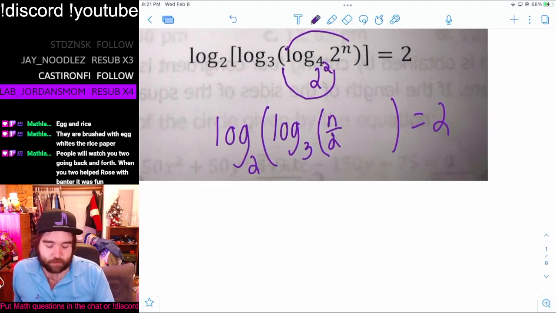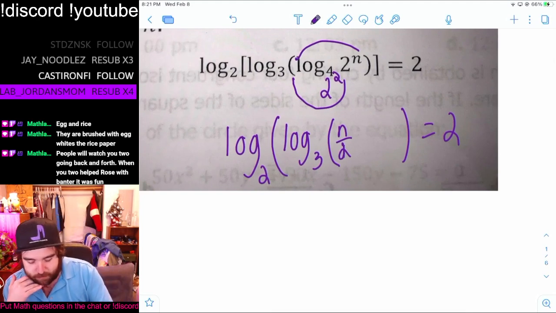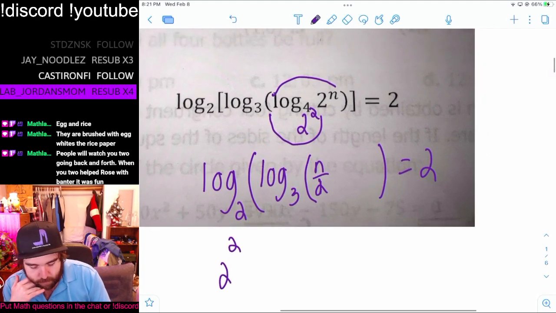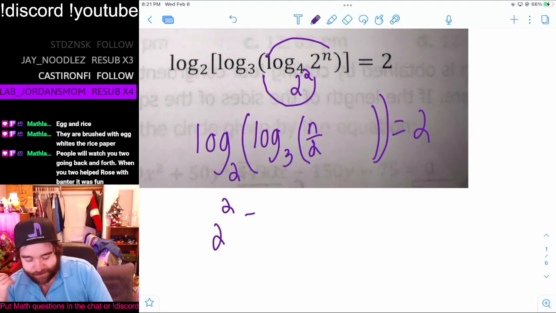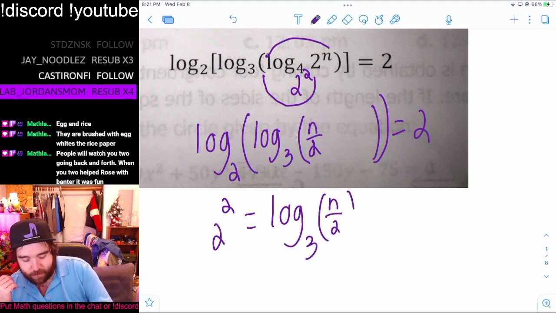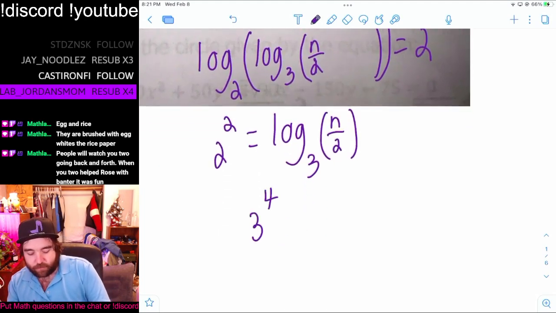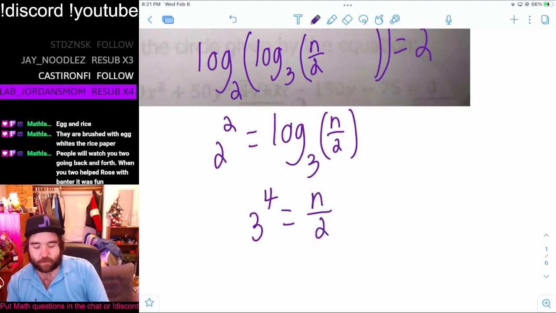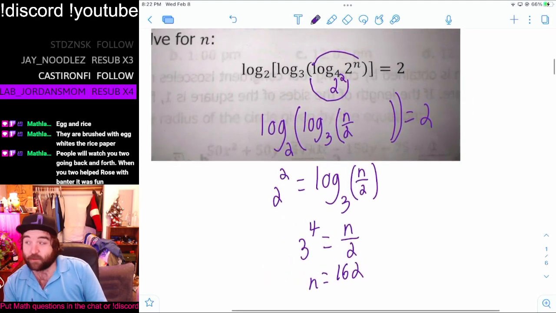There are multiple ways you could go from here. What I would do is take the outside log and put it as an exponent. We're missing one parenthesis there. Okay, so far that's all we're missing. So then we get 2 squared equals log base 3 of n over 2, and 2 squared is 4. I would do the exact same thing: 3 to the fourth is n over 2. 3 to the fourth is 81, so then n is 162.